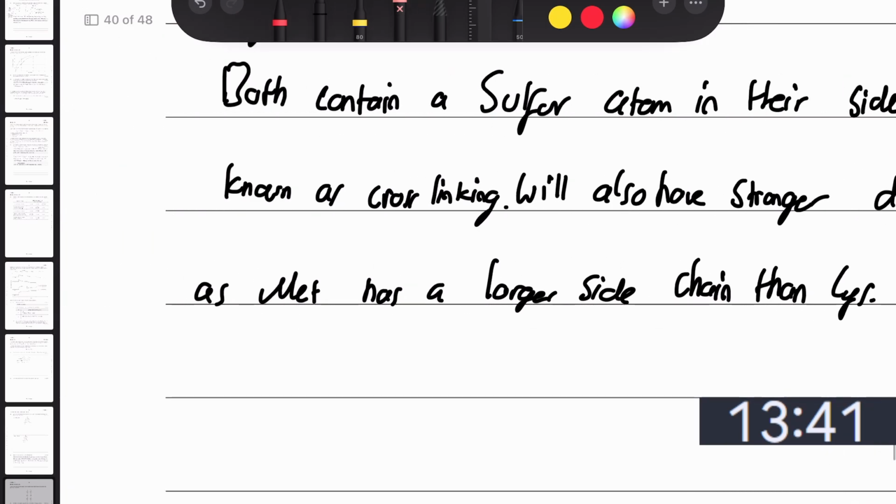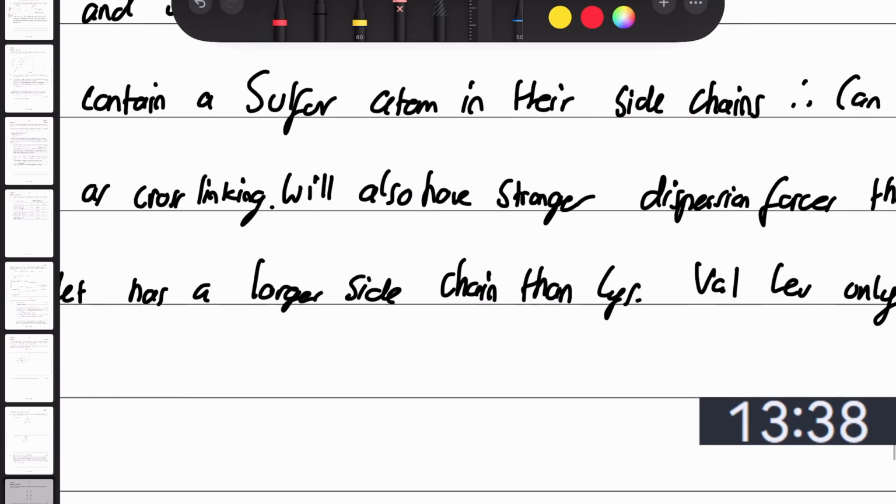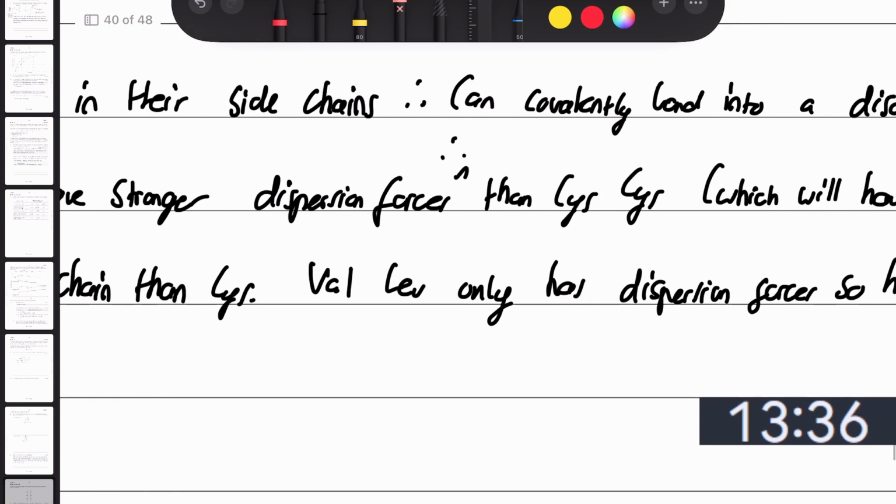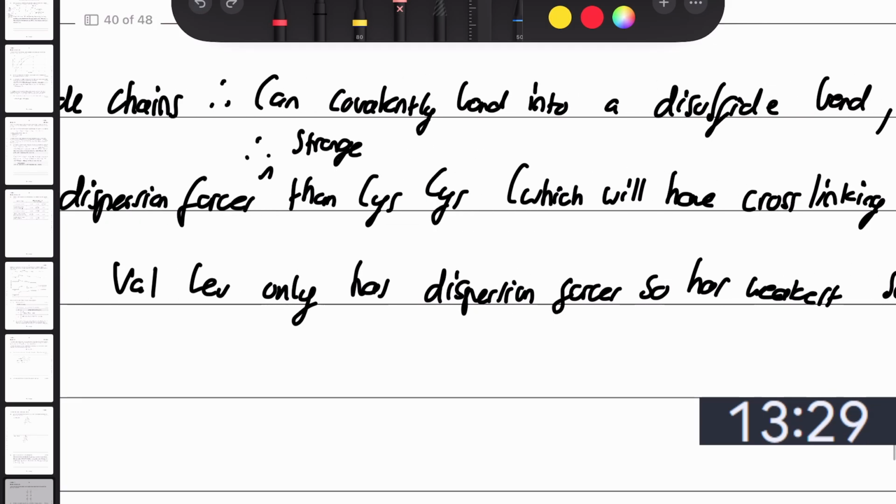Sum into the molecular forces. Therefore, strongest sum of IMF, or stronger IMF.